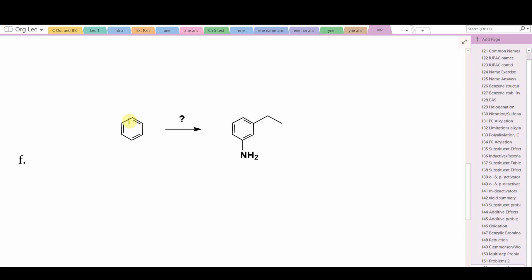Our next problem asks us to convert benzene to this aniline compound. If I say it's aniline, carbon 1 is designated the carbon attached to the amino group, so this would be 3-ethylaniline. How are we going to do that? Notice that the amino group is meta to the alkyl group. Now the amino group is an ortho-para-director, so that's not going to work, and the alkyl group is an ortho-para-director, so we need some meta-directing capability.